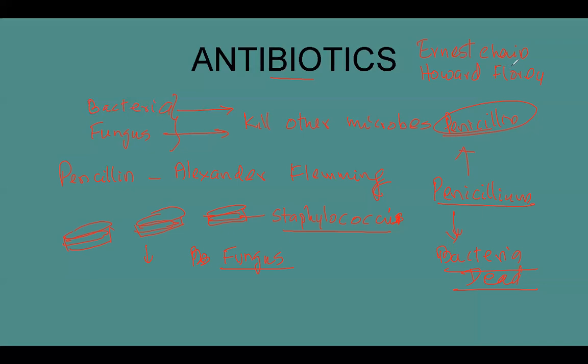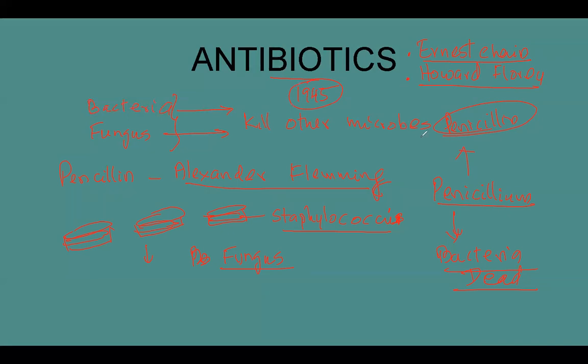Okay, along with Fleming, Chain, and Florey, all three were given the Nobel Prize of 1945 for this amazing work. So three people were given: Alexander Fleming, the one who discovered penicillin, and these two scientists who turned it into an effective tool against bacteria.